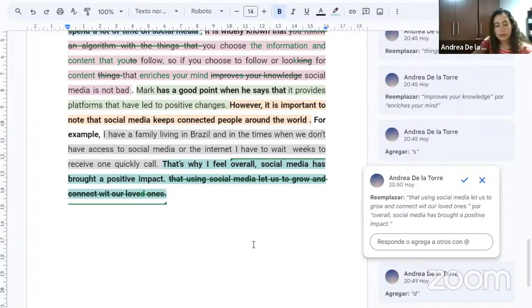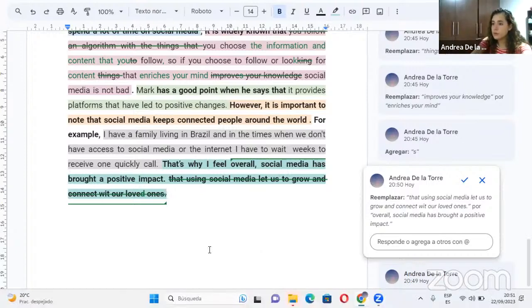Okay. Bien. A ver, también tenemos, we also have Natalia's response. Take a look.